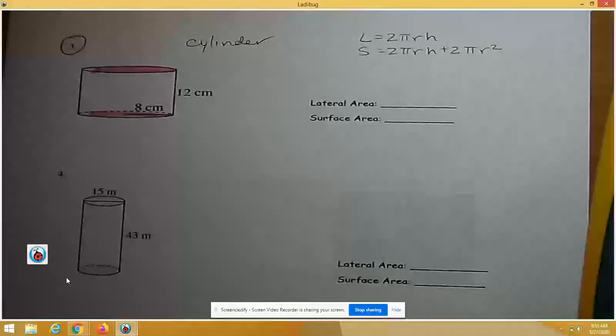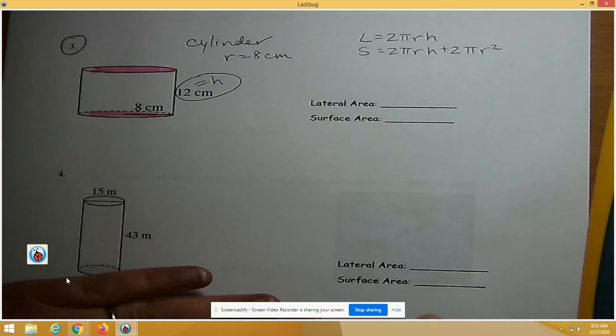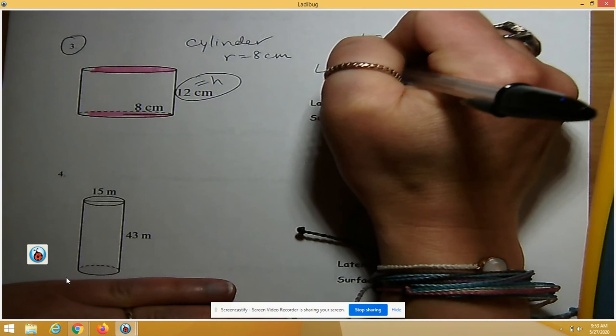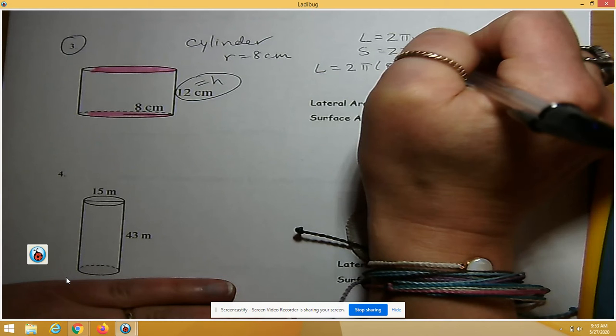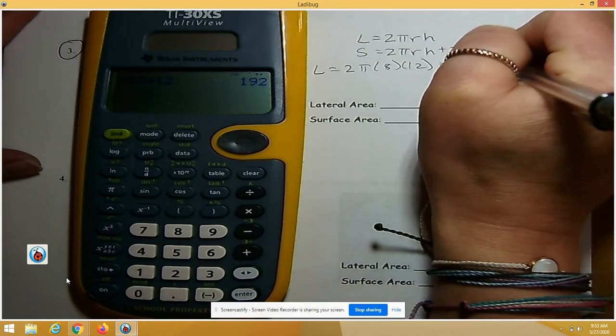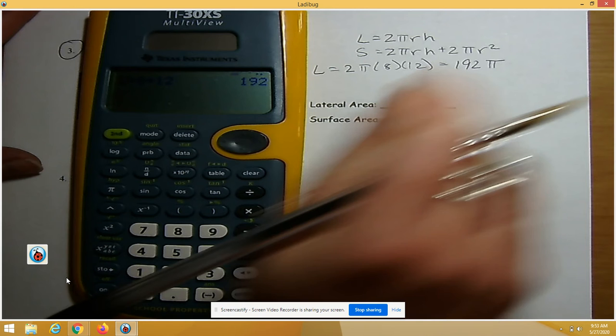In this case, I have a radius. Sometimes you can be given a diameter, and if you're given a diameter, remember to divide by 2 to get the radius. These are really nice to use because there's not a lot of calculating, and you just go right into the formula. So I have 2 times pi times 8 times 12. So you can get the exact answer, and if you do that, you would just do 2 times 8 times 12. And I'm going to get 192 pi. So that's the exact answer. And this one's in centimeters. So centimeters squared.